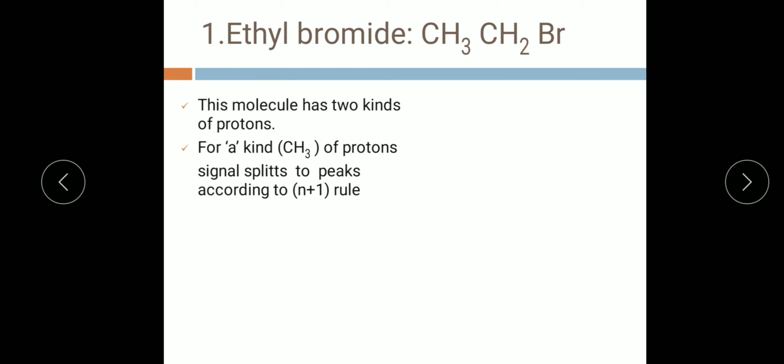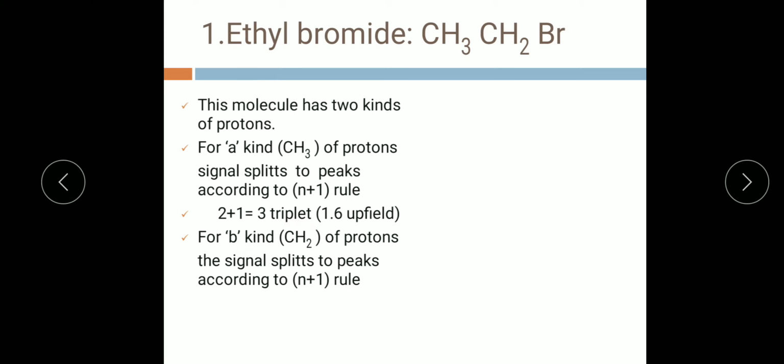For A kind of proton, that is CH3 protons, the signal splits into peaks according to the n plus 1 rule. In the neighboring position how many protons are there? 2. 2 plus 1 you will get a triplet. So according to n plus 1, 2 plus 1 equals a triplet, that is at 1.6 delta upfield.